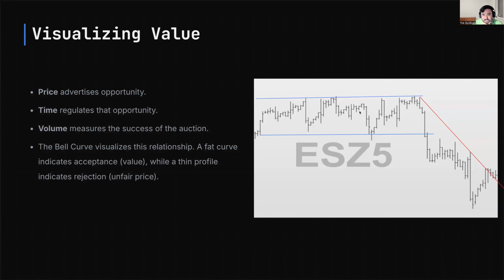Visualizing value, I scratch-padded together what this looks like on a chart and how a traditional price action trader might draw this. Here you've got your range, and then you've got an impulsive imbalance move lower. Price advertises opportunity, time regulates that opportunity. How much time you've spent at lower prices indicates acceptance, and then volume measures the success of that auction. The bell curve visualizes this relationship. A fat curve indicates acceptance or value, while a thin profile indicates rejection, unfair prices.